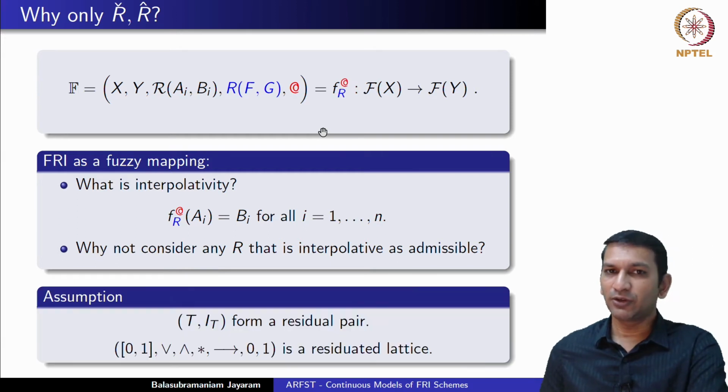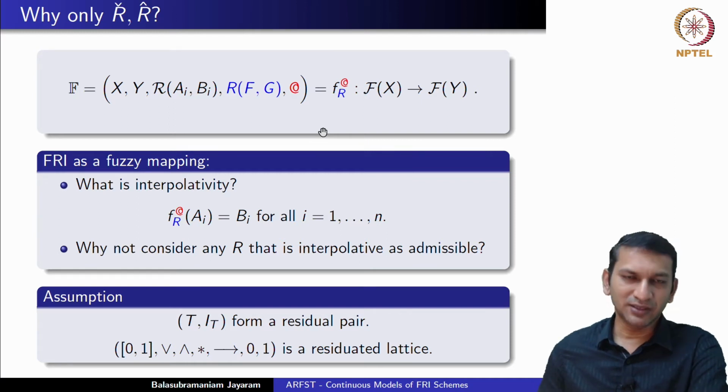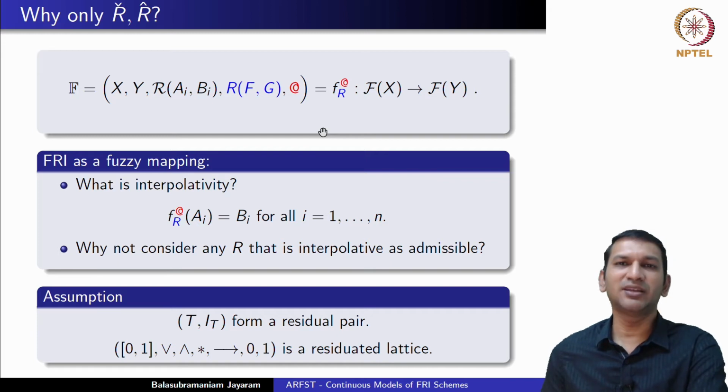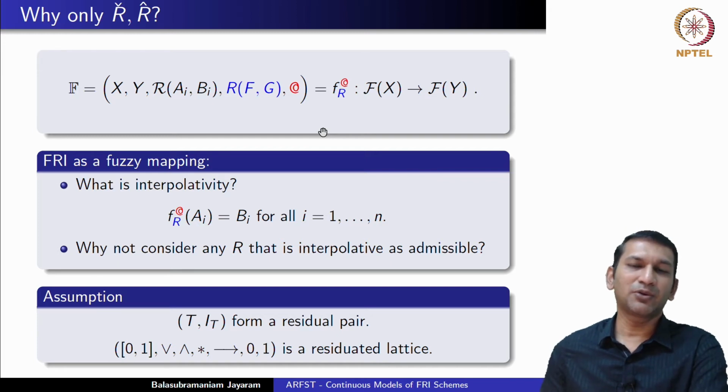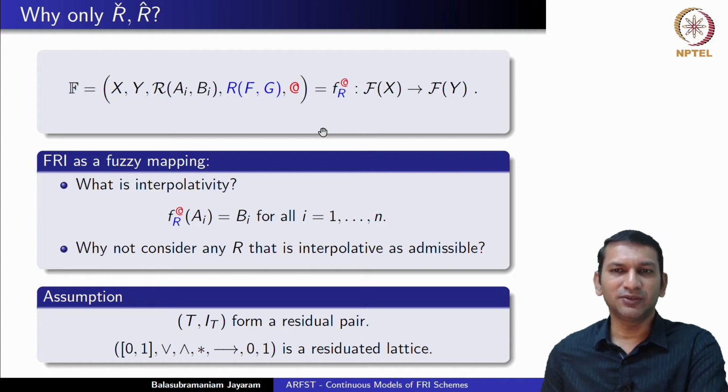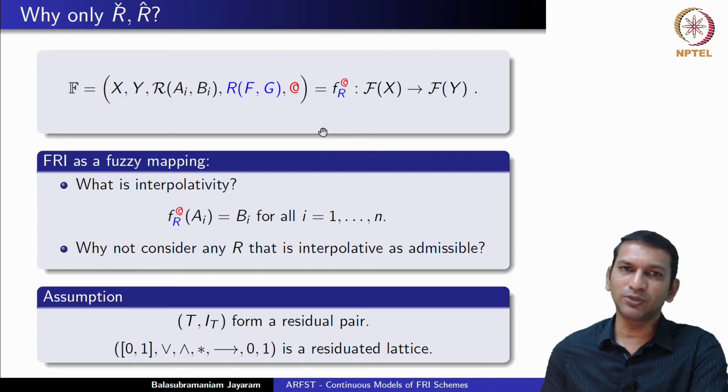Of course, we are not getting out of the residuated lattice structure. Being within the residuated lattice structure, we would like to explore if there are other solutions, other relations R. Note that R cap or R check is just one solution which will ensure interpolativity, and it will also be a solution. But there exist other solutions to ensure interpolativity.